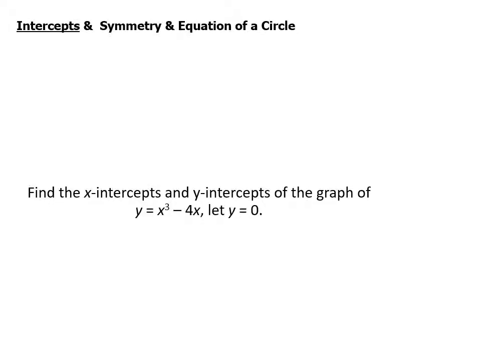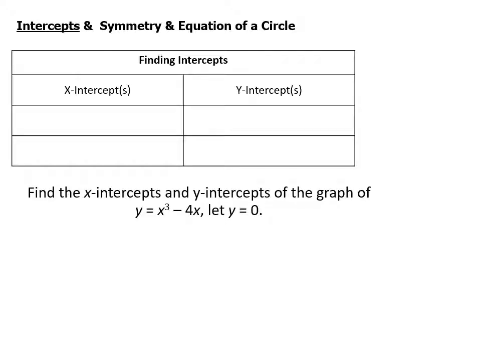Okay, key pieces we need to put in about 1.2 through 1.4. Intercepts and symmetry, an equation of a circle, from 1.2 through 1.4. Starting with the intercepts. Finding intercepts.